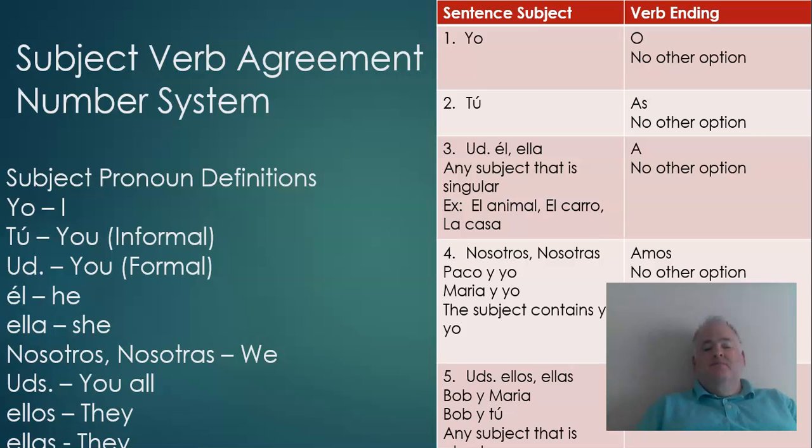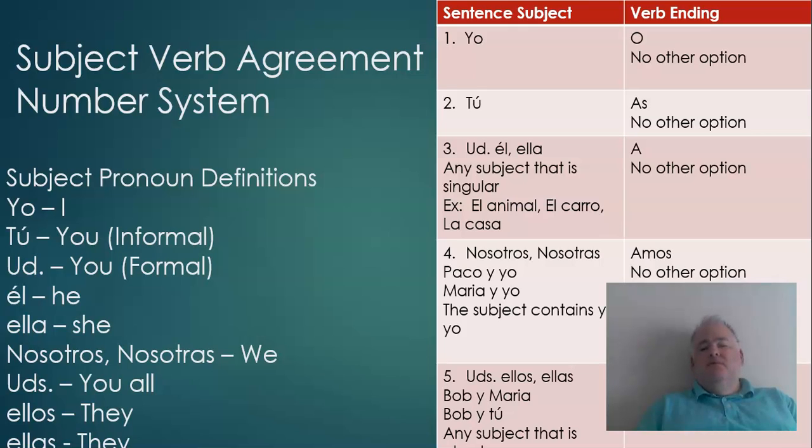Number 2, tú. When the subject of your sentence is tú, use verb form number 2. And for an AR verb, form number 2 is AS. So when I take out the AR and replace it with AS, my new word is hablas. You speak. Remember, you use this when you're speaking with people that you know well, your classmates, your friends, family members. Tú hablas, you speak.